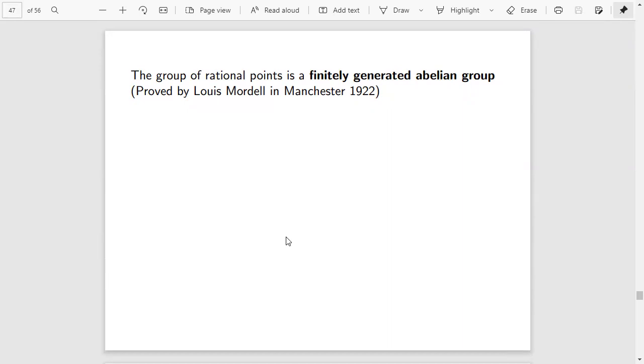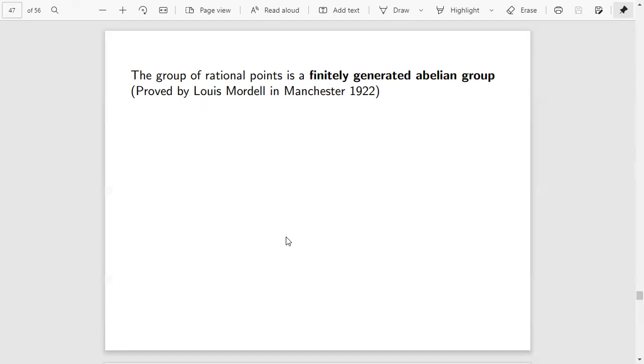The finitely generated bit essentially says there's a set of finitely many points that we can start off with and then do this process, and you'll end up getting all the rational points. This doesn't tell you how to find a finite set of points to start off with. It just theoretically says there exists a finite set for any elliptic curve that you can start off with and produce all the points.